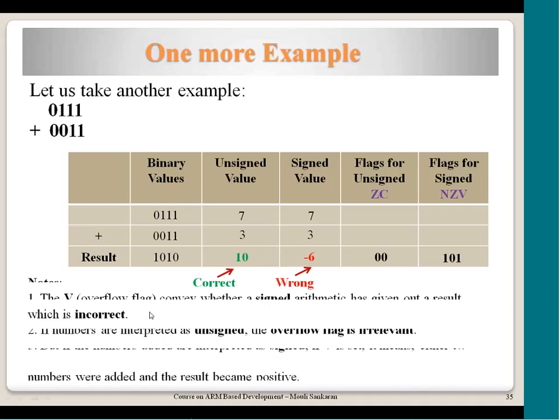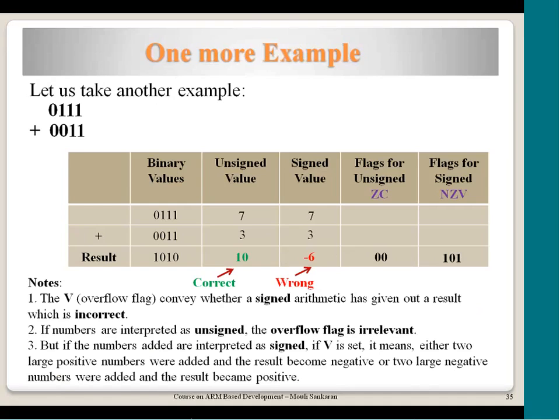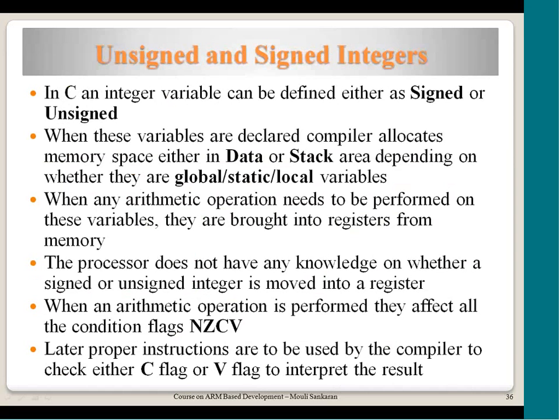So this is signed arithmetic, and these numbers are interpreted as unsigned. Overflow flag is irrelevant, whereas if it is signed, the overflow flag is to be considered. Now, how are signed and unsigned numbers interpreted?